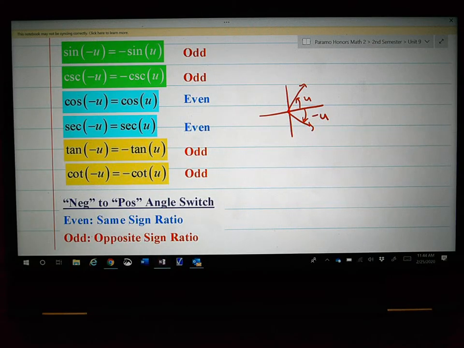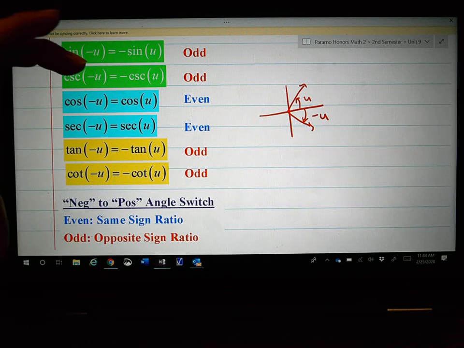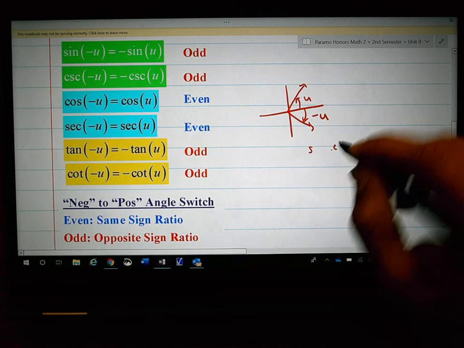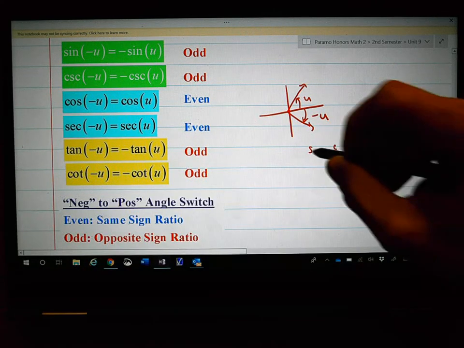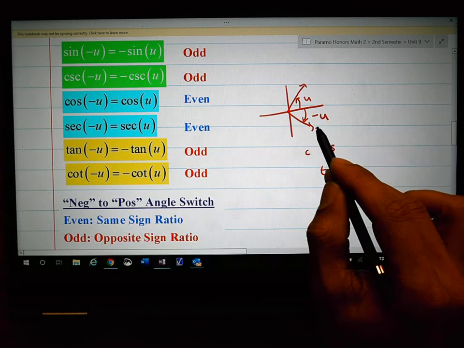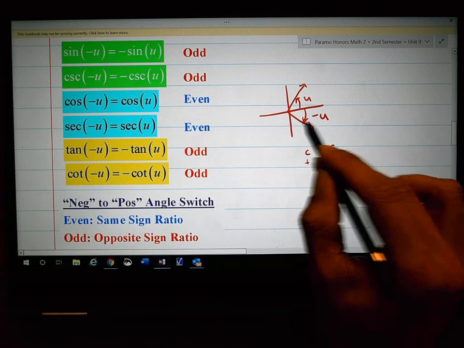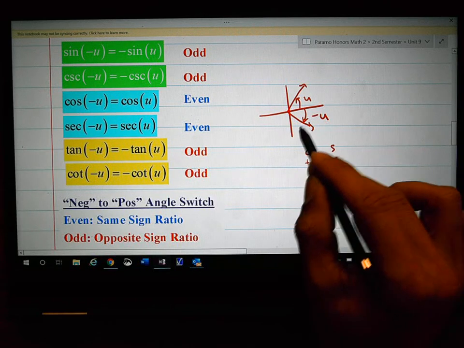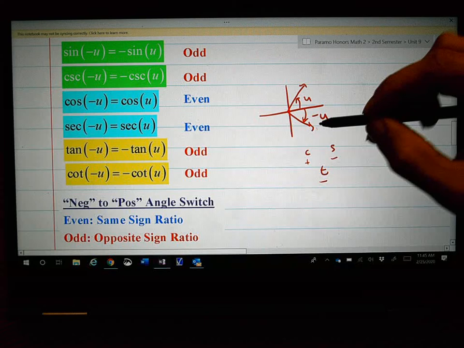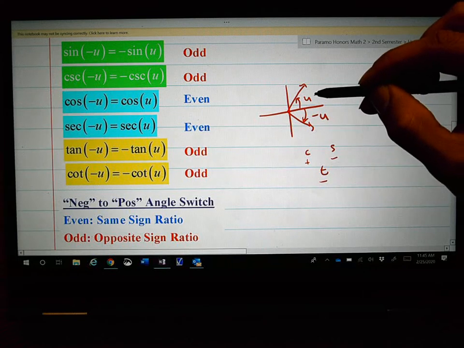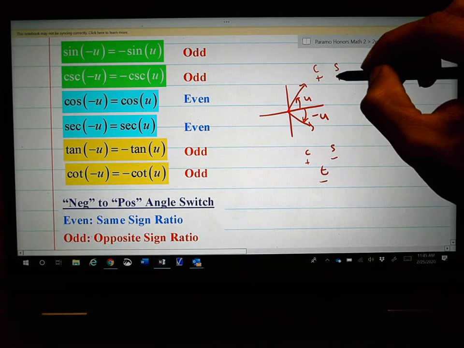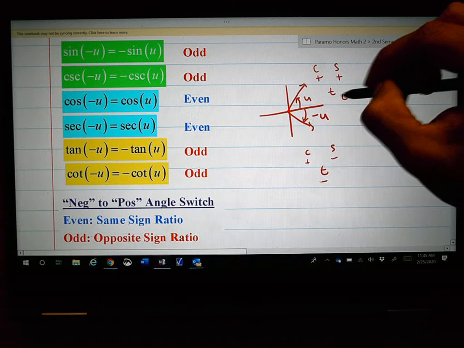Now let's think about that in terms of sine, cosine, and tangent. Actually, let me write that differently. I'm going to write it cosine, sine, tangent. The cosine in quadrant 4 is positive, the sine is negative, and the tangent is negative, right? If you were to go from quadrant 4 into quadrant 1, what would happen? Cosine's positive, sine's positive, and tangent would be positive.